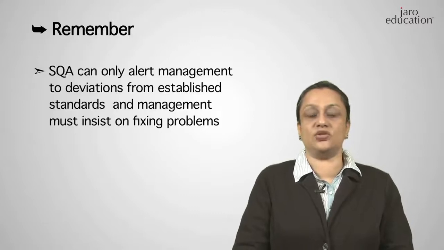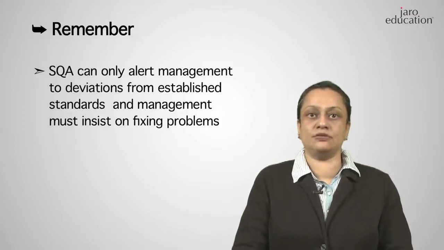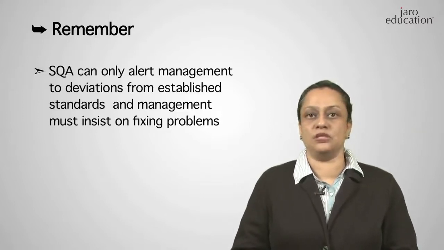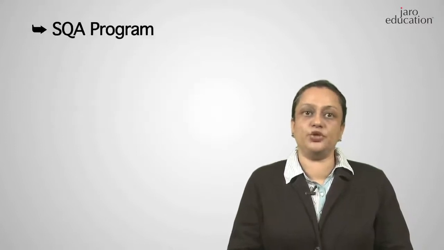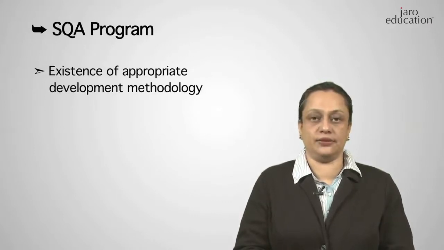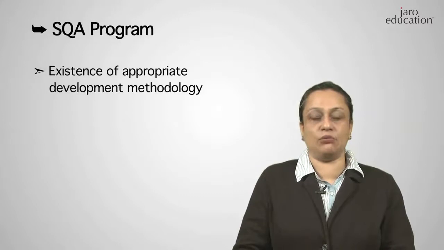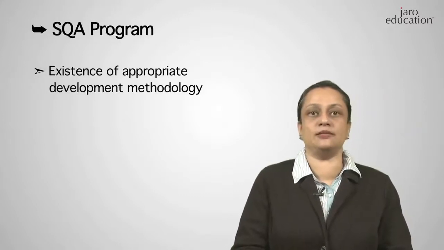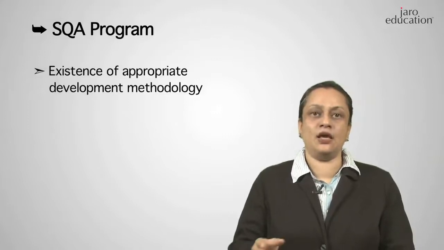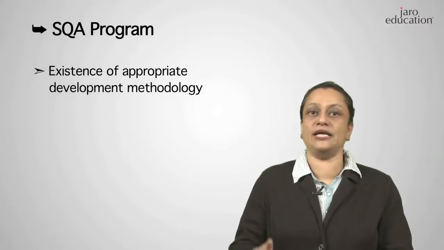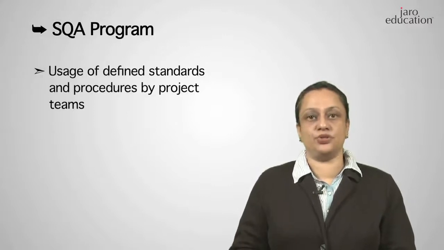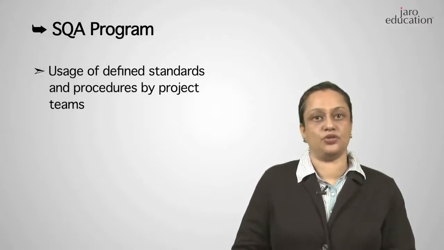SQA is basically just highlighting the deviations from the defined processes and alerting the management on what problems need to be fixed. For a successful SQA program, there has to be an appropriate development methodology defined. It could use any of the life cycle models: the waterfall model, the spiral model, the rapid application development model. It could use any life cycle model, but there has to be a defined application development methodology. Defined standards and procedures need to be used by the project team.